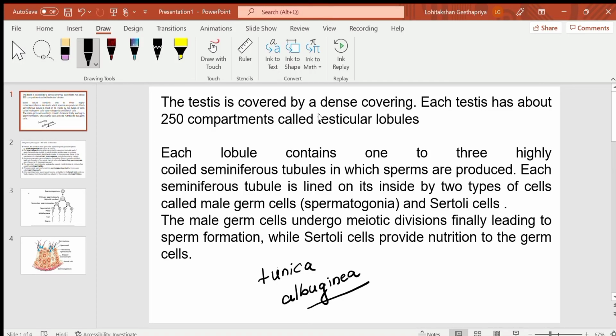Hello friends. So today the content of this video is about the spermatogenesis process. Before getting into detail about what the spermatogenesis process is, we want to know where this process is taking place.